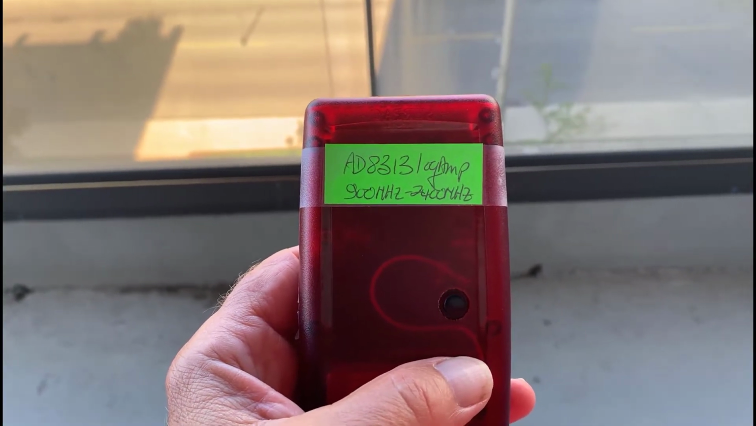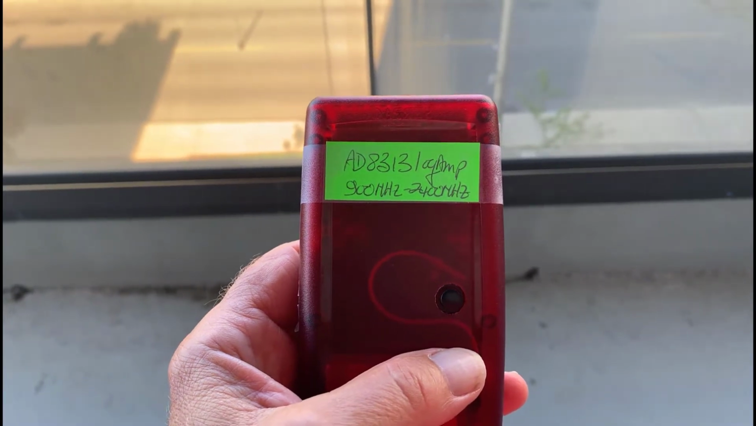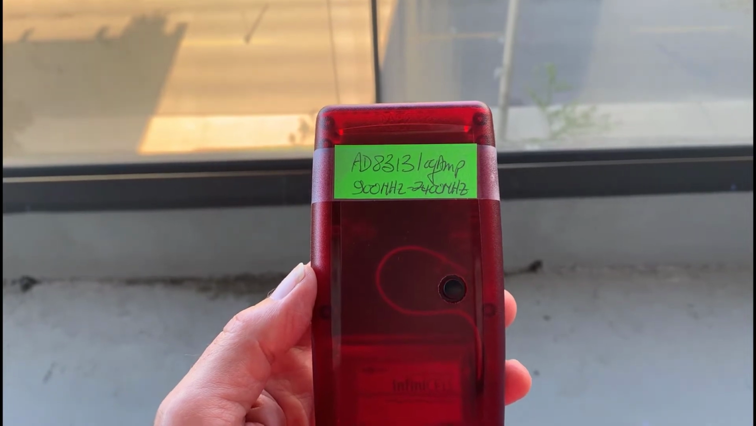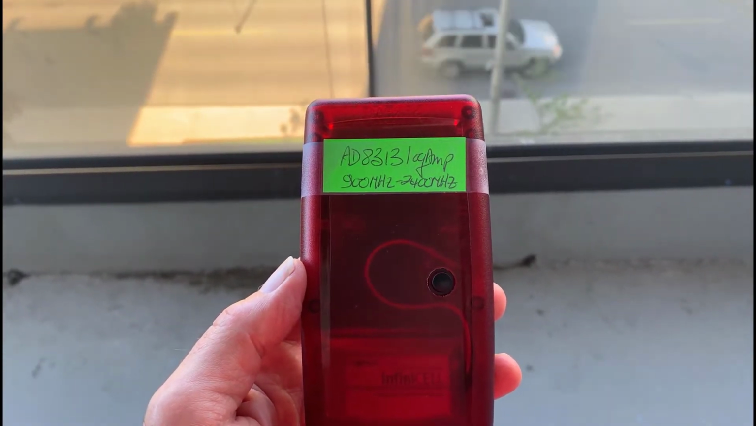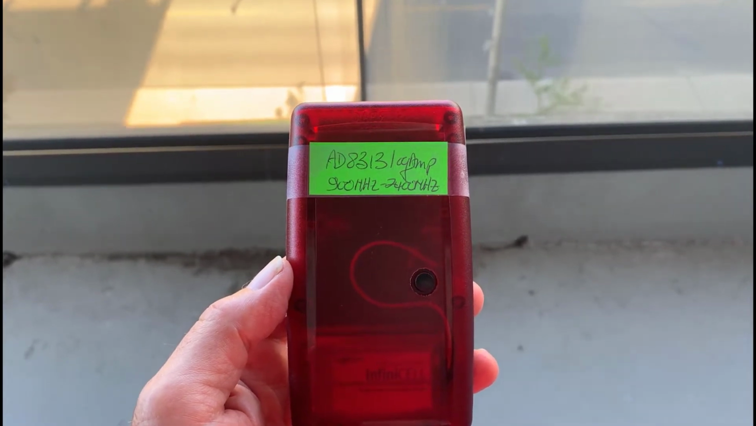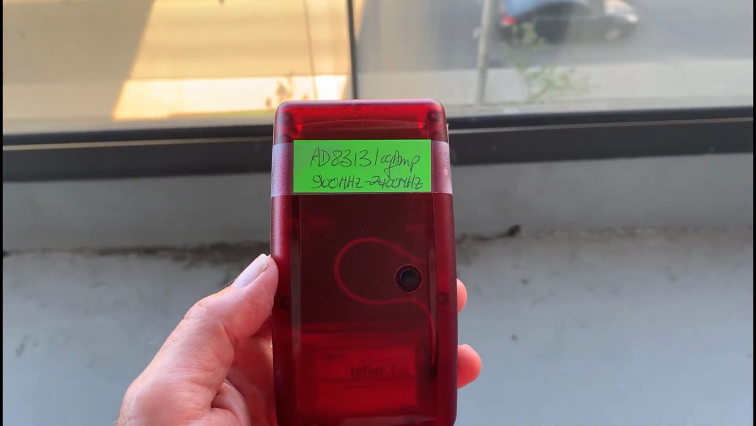Good evening, it's Jeremy. It's Monday, July the 18th, and I'm just looking at what's called an electrosmog meter. This guy uses the AD8313 logarithmic amplifier, and it measures the broadband power from 900 megahertz up to 2400 megahertz.